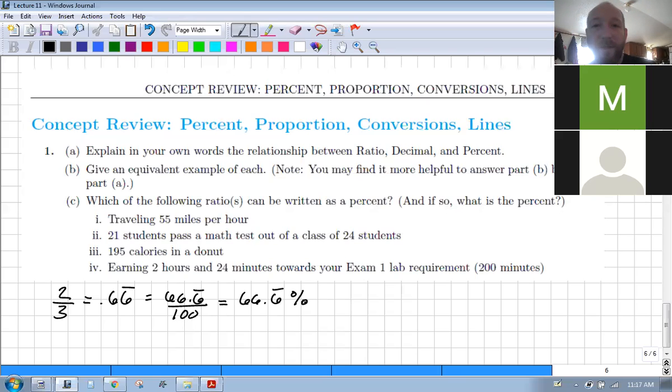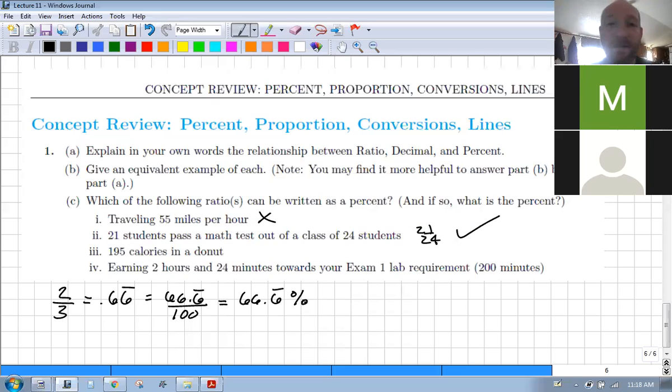All right, so which of the following can be written as a percent? Traveling 55 miles an hour. That doesn't make any sense as a percent, right? A percent works if the units on the top are the same as the units on the bottom. Miles per hour. Miles and hours aren't the same thing. No. Okay. 21 students pass a math test out of a class of 24 students. So we're comparing students to students. 21 out of 24. Right? That gives us a whole number. This one we can write as a percentage.